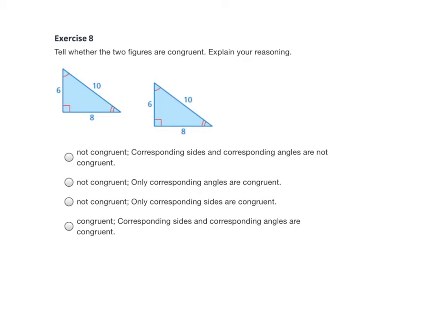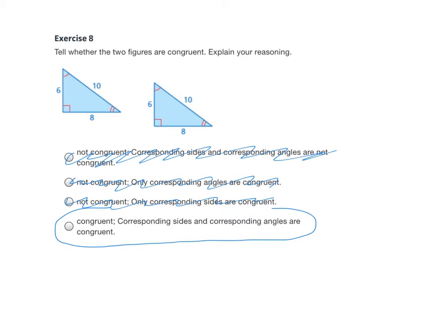Let's figure out which one is the correct answer. The first thing is, it is certainly not that one. It is certainly not that one. It's not this one. We know that it's congruent because corresponding sides and corresponding angles are congruent.